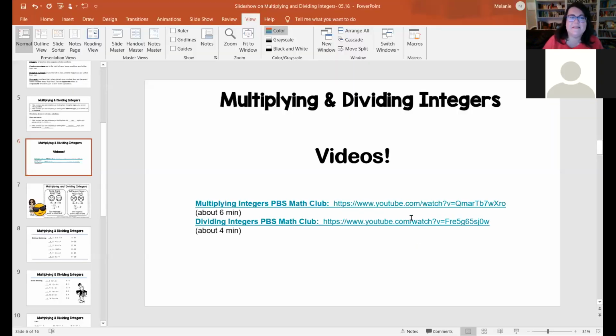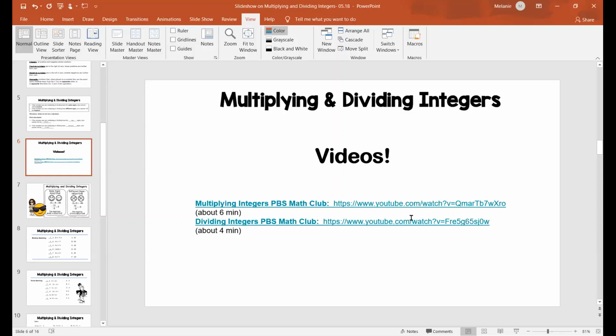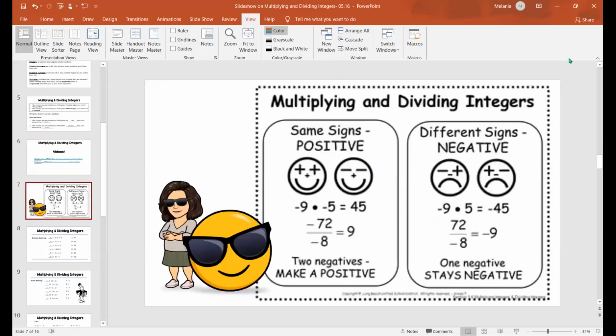All right, guys. So those videos showed us why those rules apply to multiplying and dividing integers. That's why I wanted to make sure that you saw that, and it wasn't just all about memorizing that a negative times a negative equals a positive and stuff like that. So here's a little graphic I wanted to share with you that does help you remember the rules, though.